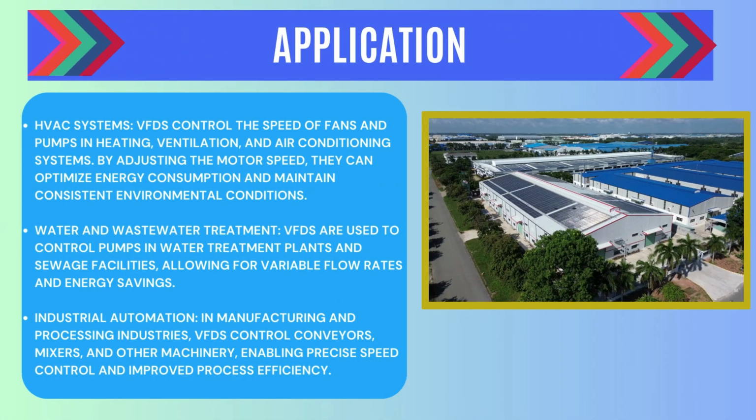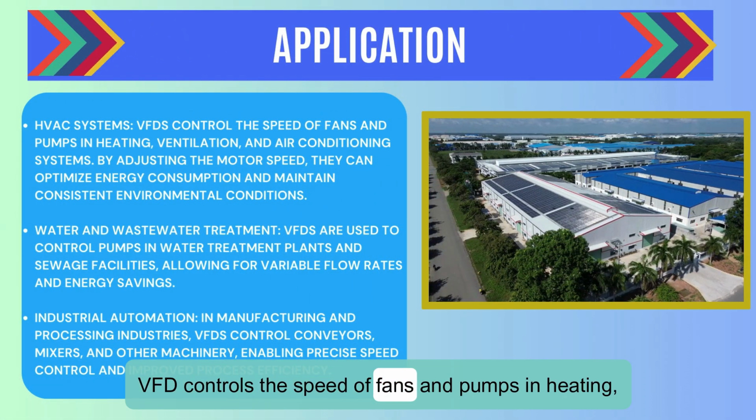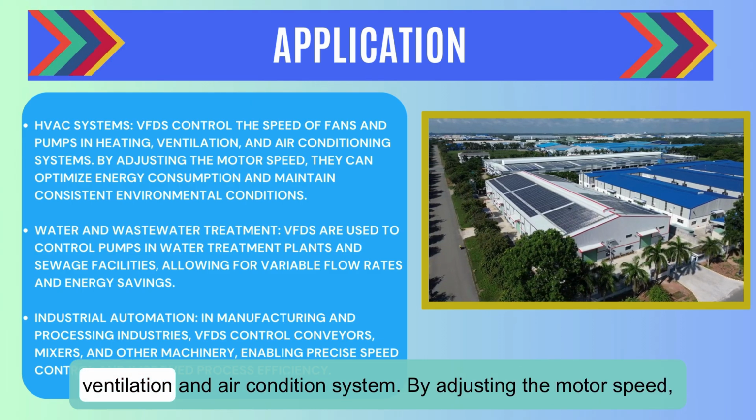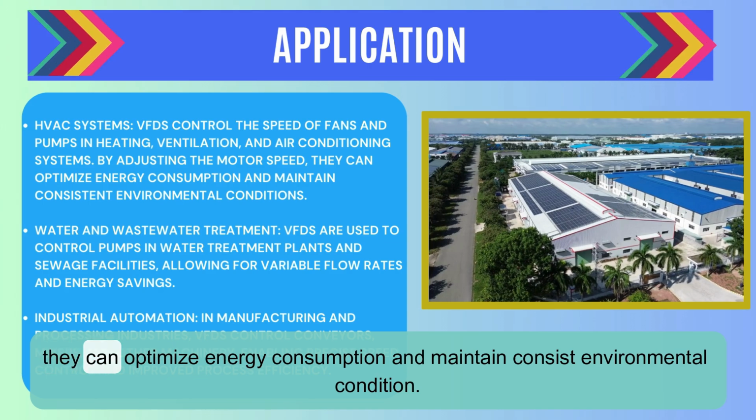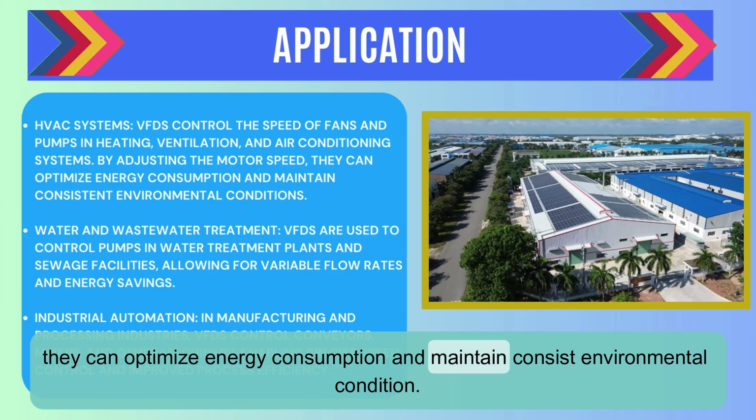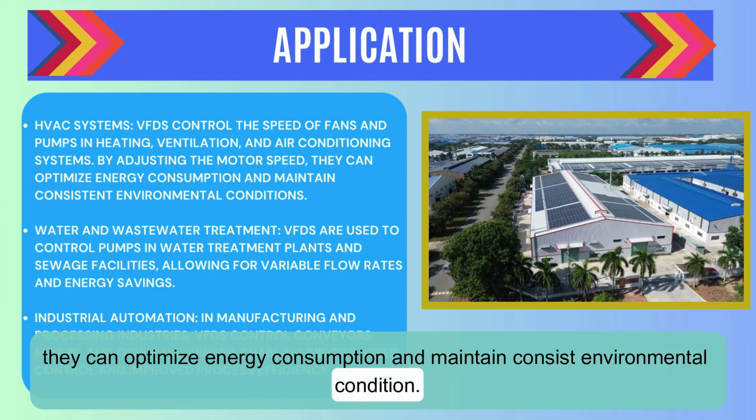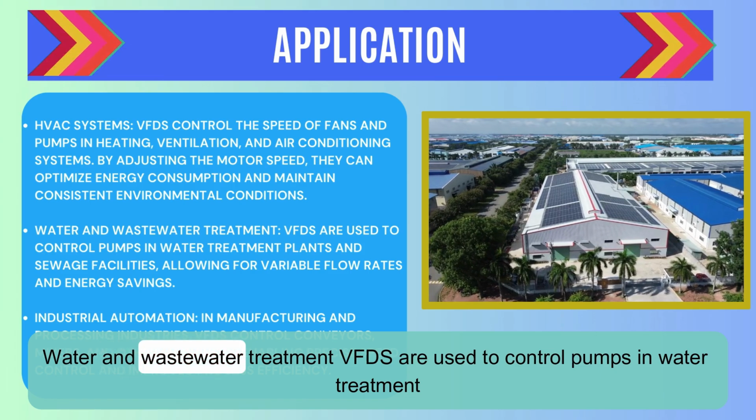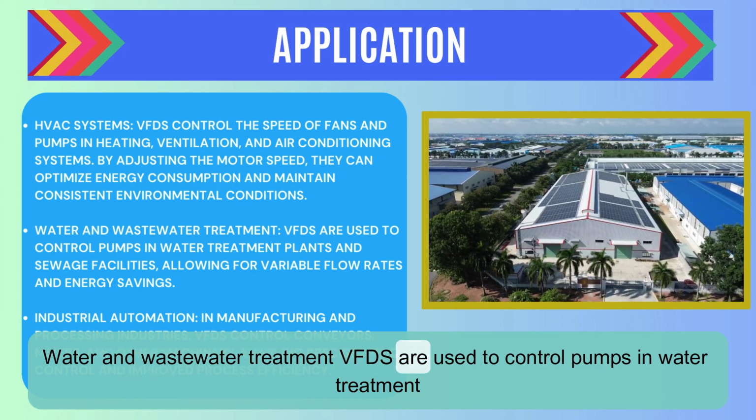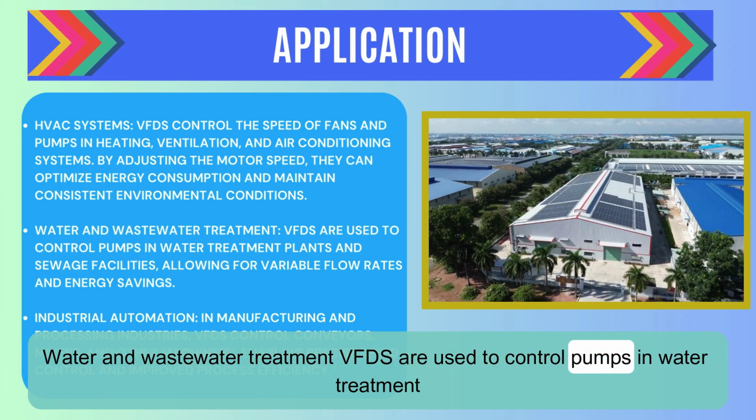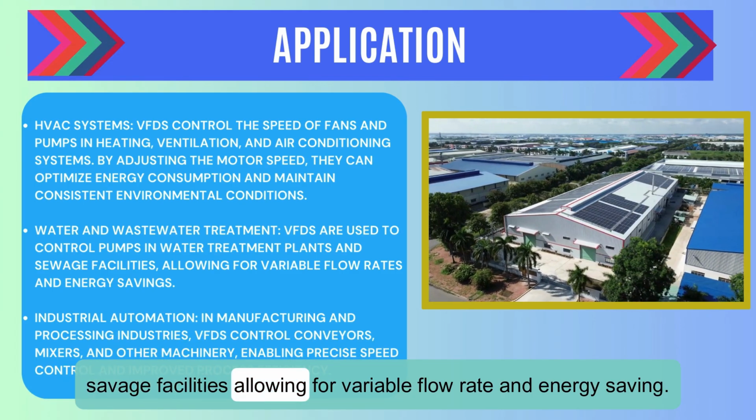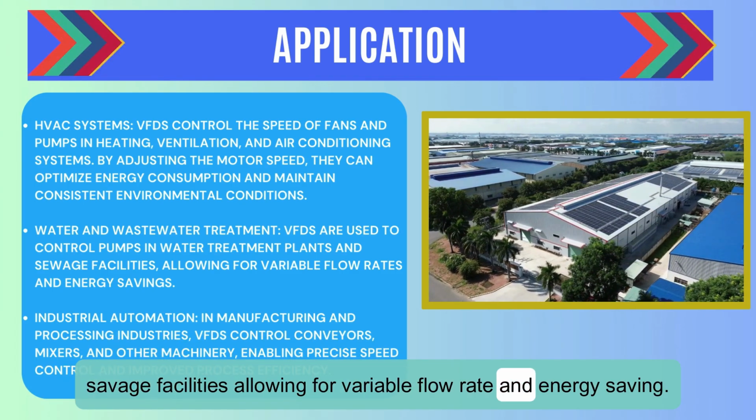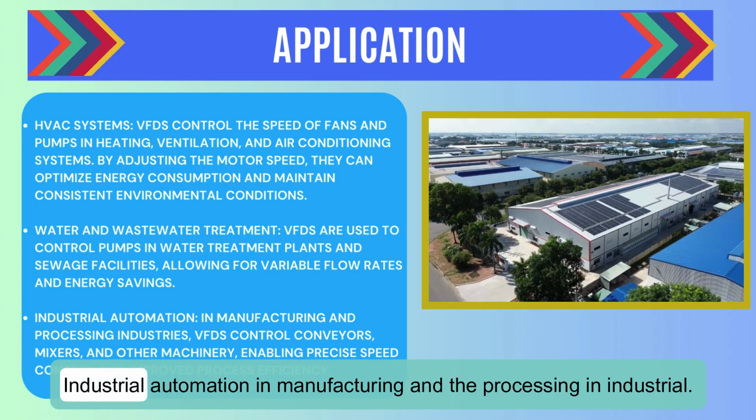HVAC system. VFD controls the speed of fans and pumps in heating, ventilation and air conditioning systems. By adjusting the motor speed, they can optimize energy consumption and maintain consistent environmental conditions. Water and wastewater treatment. VFDs are used to control pumps in water treatment plants and sewage facilities, allowing for variable flow rate and energy saving.